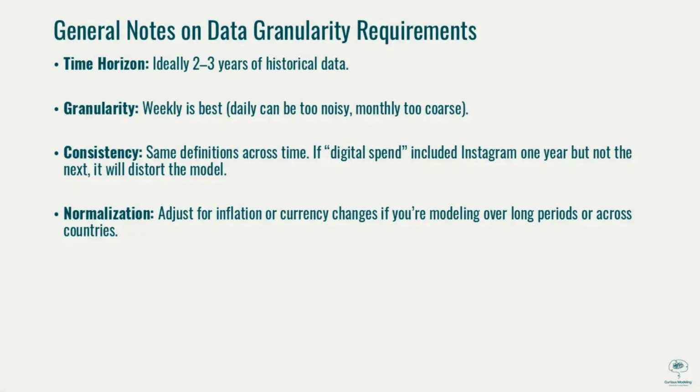Now looking at data quality and granularity requirements. Ideally you want 2 to 3 years of historical data. Weekly is best. Daily can be too noisy and monthly is probably too coarse. You want a level of consistency, so the same definitions over time. So if digital spend included Instagram one year, but not in the next, it's going to distort your model. And then normalization, you want to adjust for inflation or currency changes if you're modeling over long periods or across countries and whatnot, where currency is a factor.